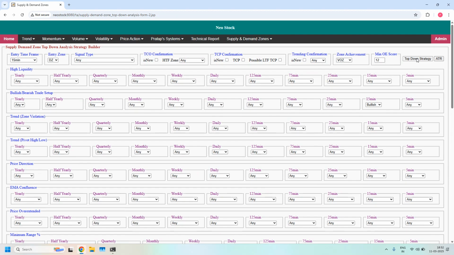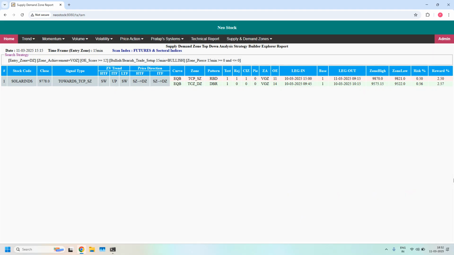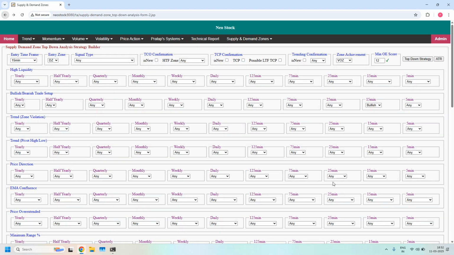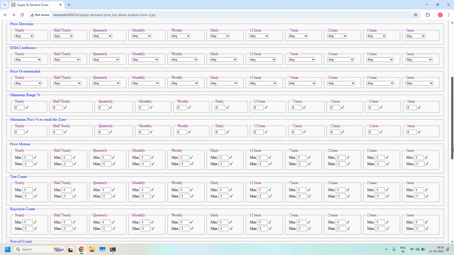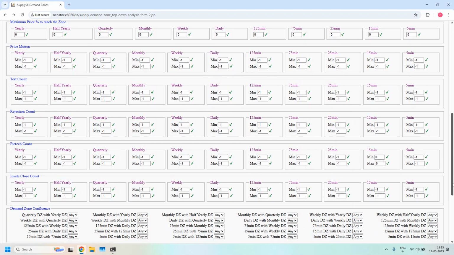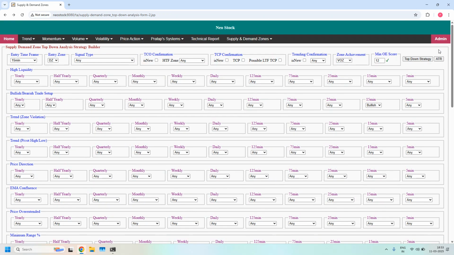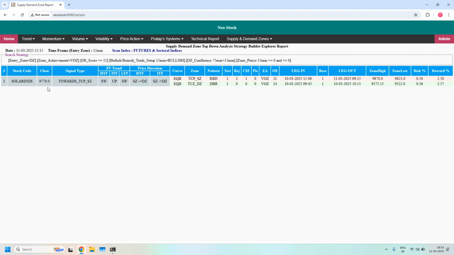With these filters, we got only 1 stock. Currently, only 1 stock is supporting bullish trade setup for daily income trade. The entry time frame zone is 15 minutes demand zone. And it is already tested once. Now let's verify if this is having ITF demand zone confluence. That is 15 minutes and 75 minutes demand zone confluence. So I am enabling the filter. Yes, it is having ITF confluence.